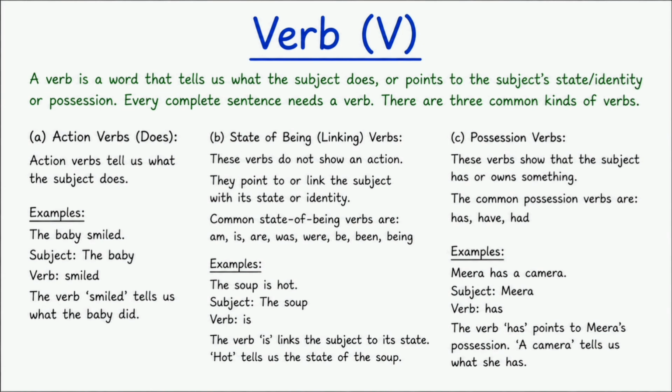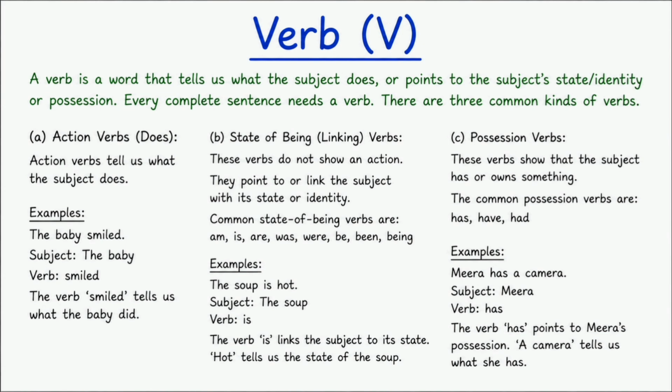Now, let's see the difference between a verb and a predicate. Many students think that a verb and a predicate are the same, but they are not. A verb is only one word, or sometimes a verb phrase. A predicate is the whole part of the sentence except the subject. Other than the subject, whatever is there in the sentence, that is the predicate. But a verb is only one word, or sometimes it is a phrase, two or three words together.